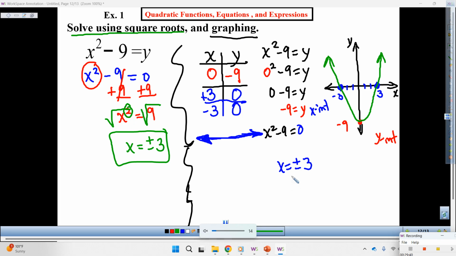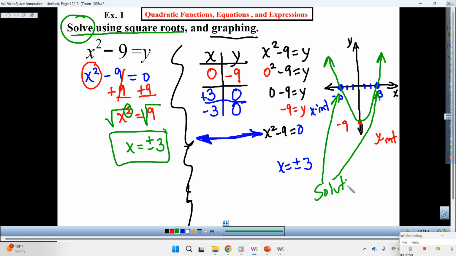Positive 3 and negative 3. So we end up with a positive 3, 0 and a negative 3, 0. What is the one in red? That's our y-intercept. What is the one in blue? Those are our x-intercepts. And that's how you graph. However, it says we're doing what? Solving. So this is what I want you to do. I want you to point to that point and that point, and you're going to write solution. What is the solution to that equation? Wherever the graph intersects the x-axis. The solution to any quadratic equation is where the graph crosses the x-axis.